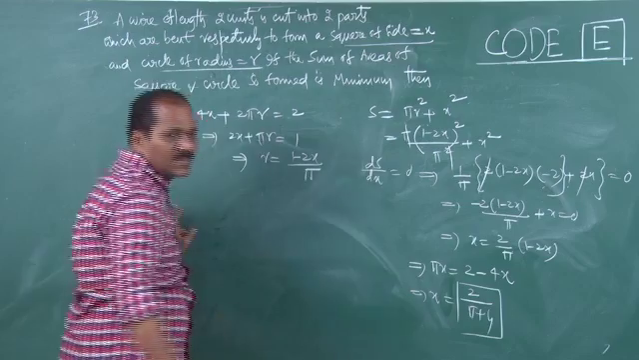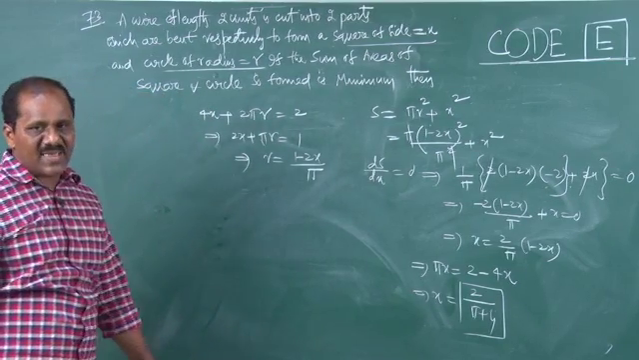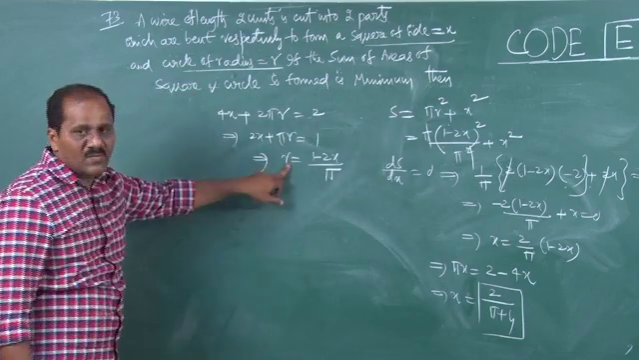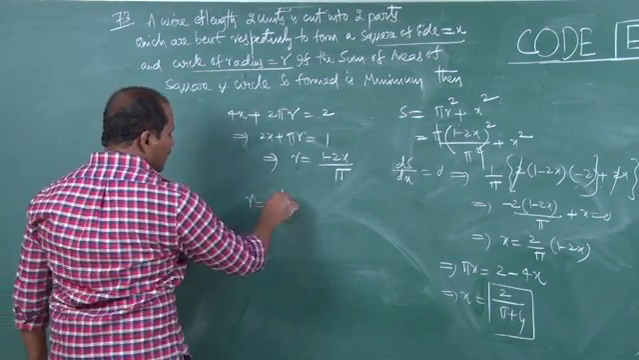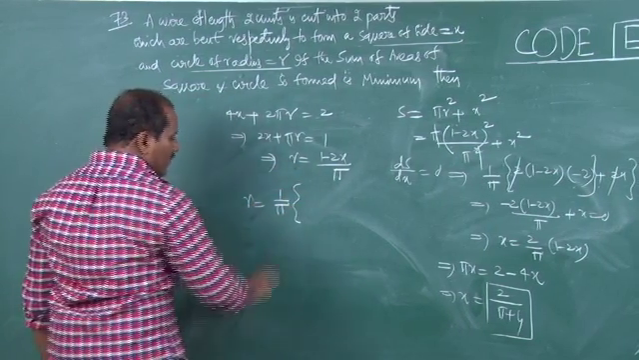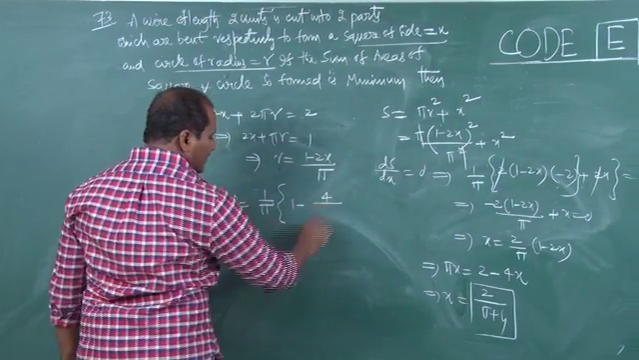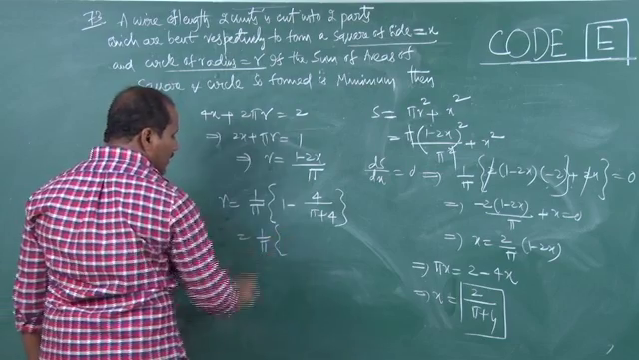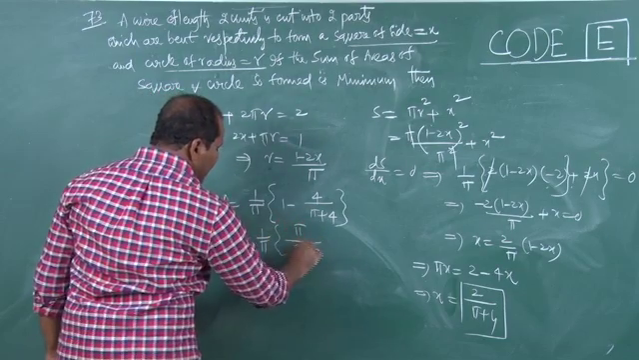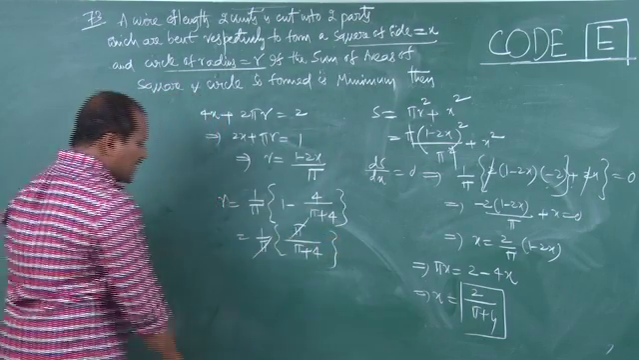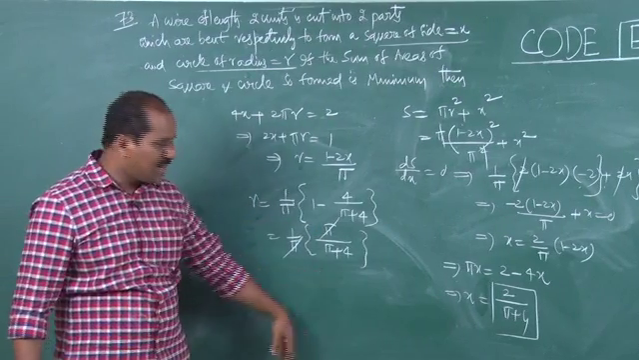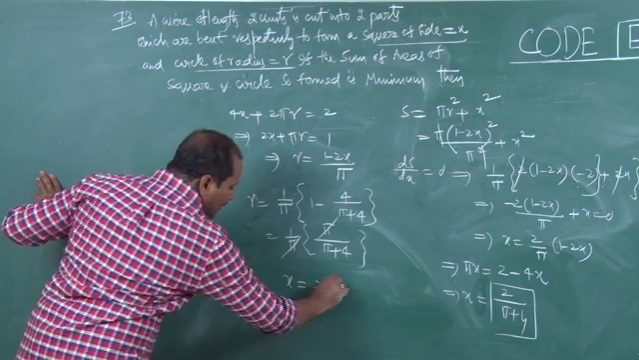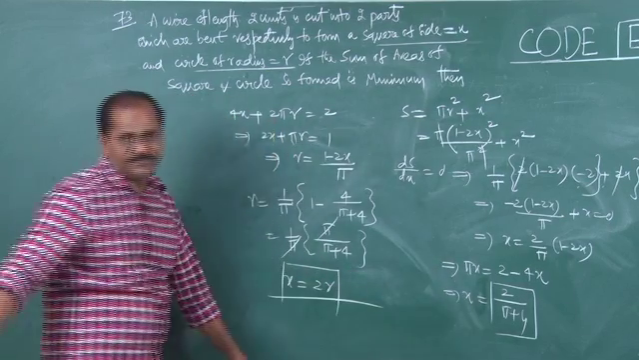This is the value of x. But our question is to find the relation between x and r. After getting x equal to 2 by pi plus 4, substitute in this result, we will get the r value. So, r is equal to 1 by pi into 1 minus 2x, means 1 minus 4 by pi plus 4, is equal to 1 by pi into pi plus 4 minus 4, pi by pi plus 4. Pi gets cancelled, r is equal to 1 by pi plus 4 and x is equal to 2 by pi plus 4. Simply, the relation between x and r is x is equal to 2r, which is the correct answer.